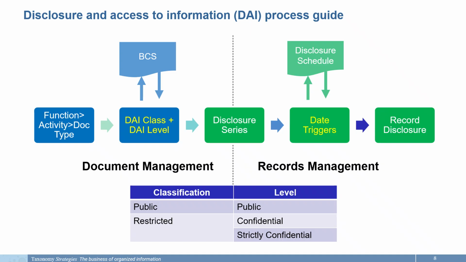A disclosure series is a group of related records that can be disclosed or restricted together. The disclosure schedule is a listing of all the disclosure series with instructions on what document status changes and other events provide the triggers for automating the appropriate disclosure of and access to the items in the records management system.